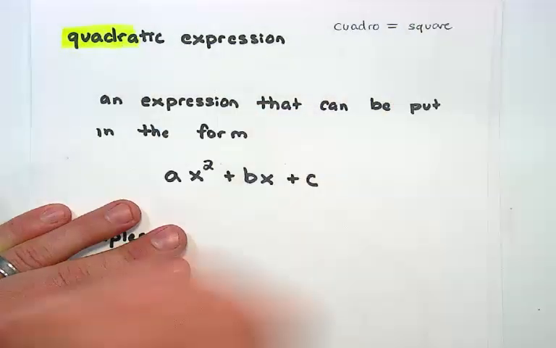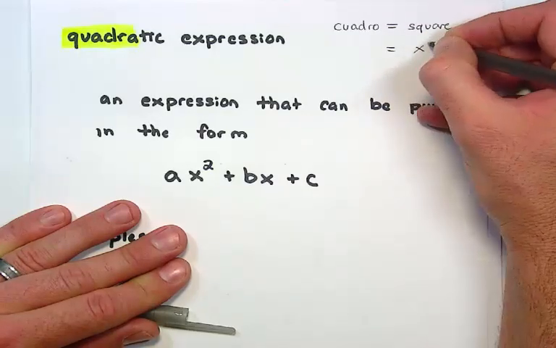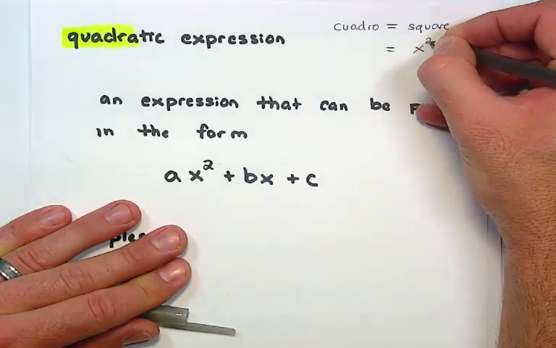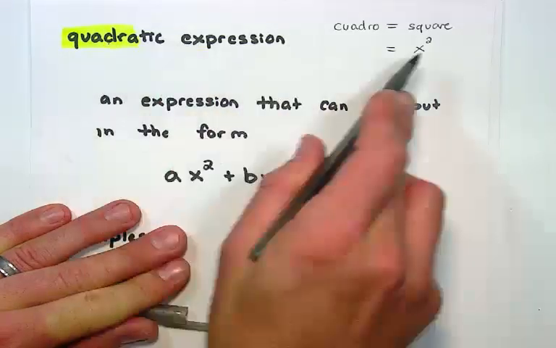Quadratic means square. Well, what does square mean in mathematical terms? Well, we drop a variable in the base. We drop a second power in the exponent. Quadratic expressions involve squares.